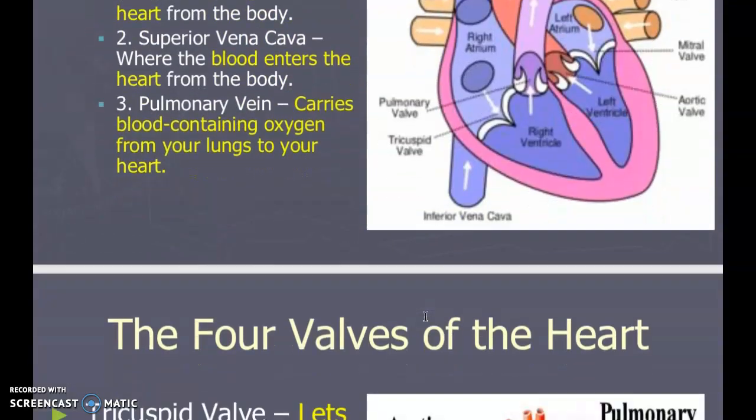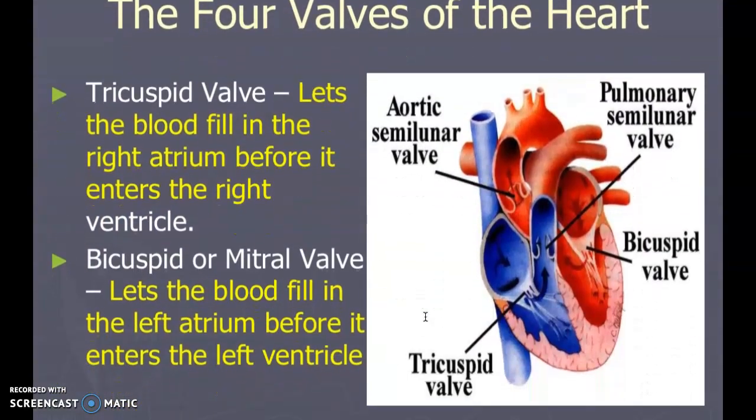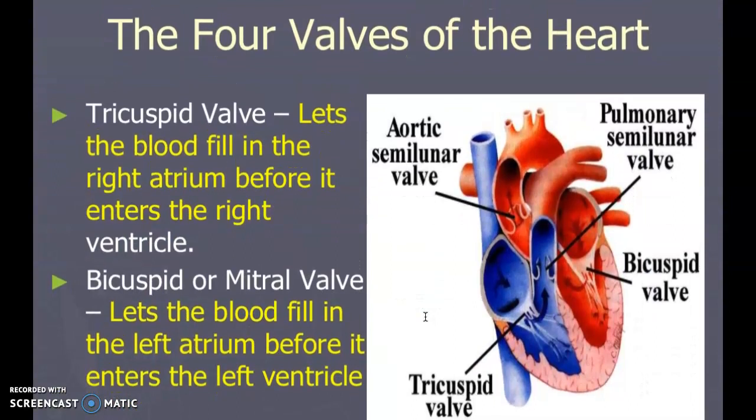Now, inside your heart, you also have what are called valves. Valves are thin pieces of tissue that make sure that the blood always circulates in the same direction. You don't want your oxygen-rich blood mixing with your oxygen-poor blood. So blood has to always follow the same path through the heart, like a circuit, kind of like a figure eight motion. So the valves ensure that this always happens.